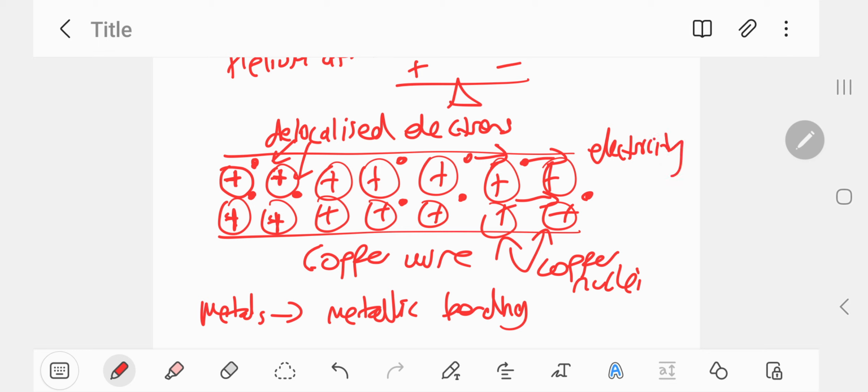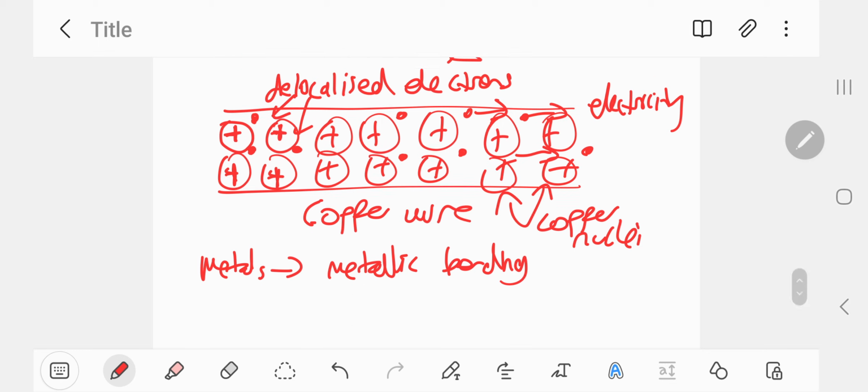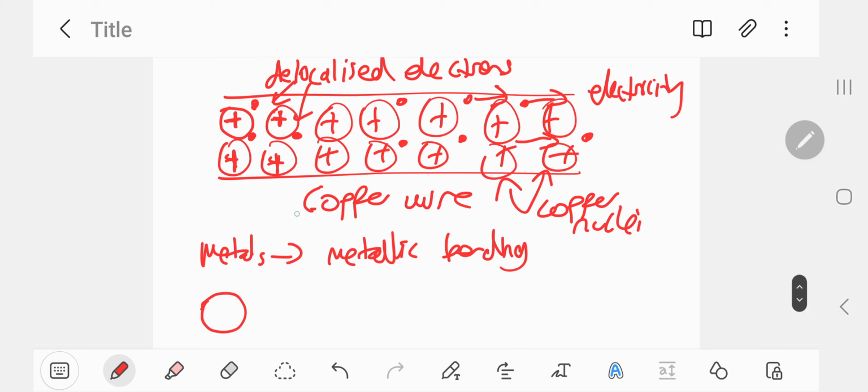Delocalized. Think of local as in your local supermarket. Local means it's nearby. A localized electron, for example, if I was to take a copper atom and have an electron latched onto it, the electron will be localized. It's local, it's latched on. If an electron is removed, it's now delocalized. It's free to move. So metals exhibit metallic bonding, and this implies free electrons.